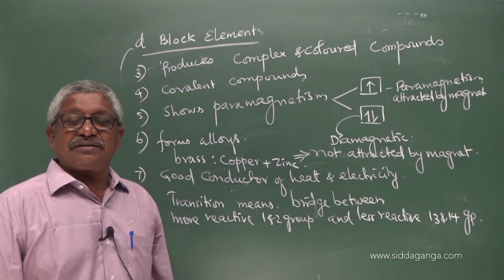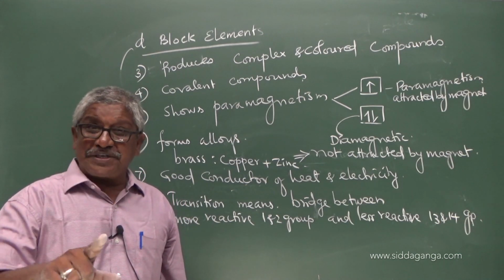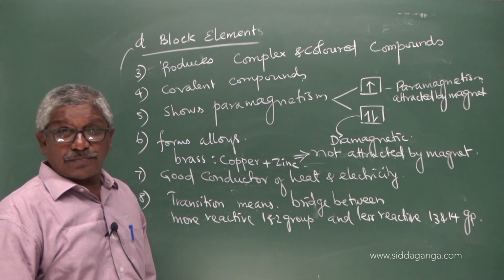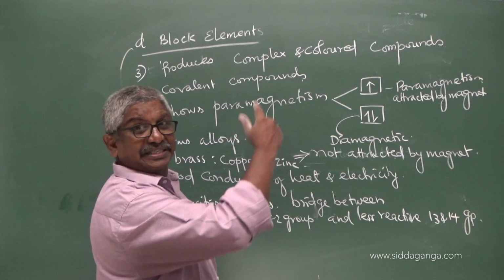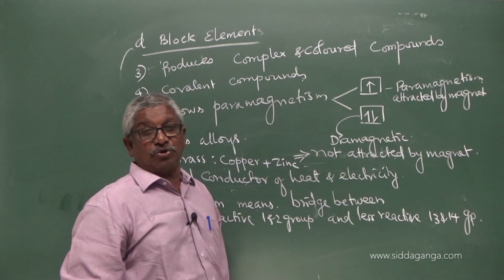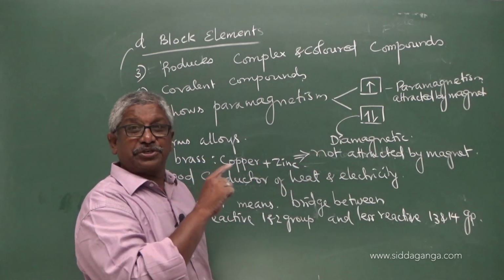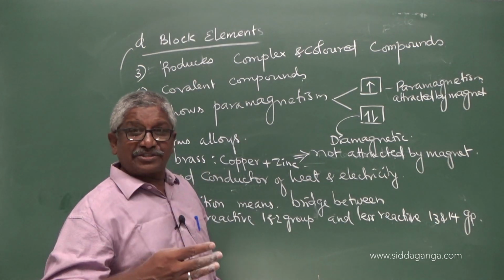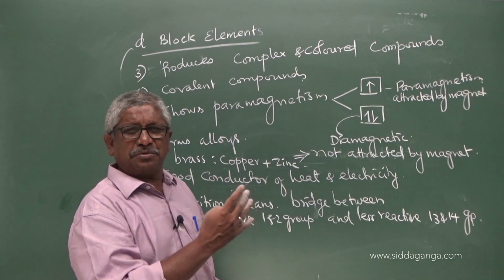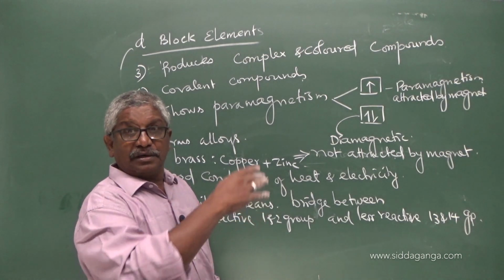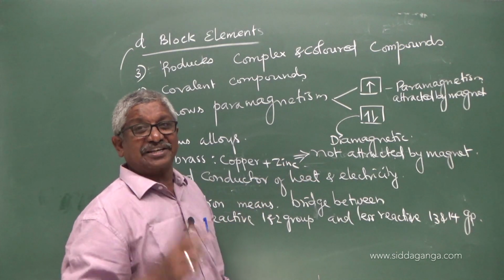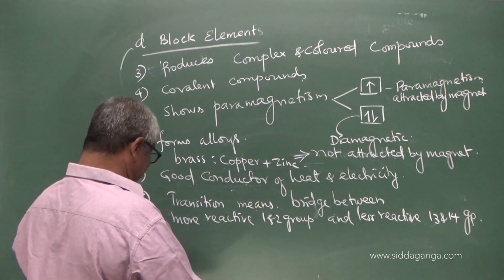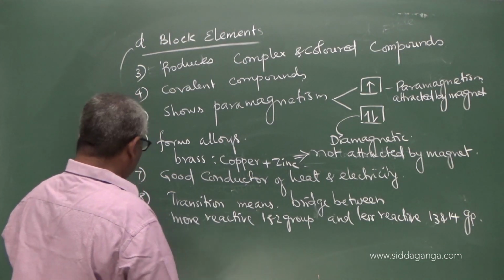Transition elements are available as a bridge between the more reactive first and second group and the less reactive 13th and 14th group. So third group to 12th group is the transition elements. In this also the metals of the third, fourth, fifth groups are more reactive metals, and 10, 11, 12 are less reactive metals.